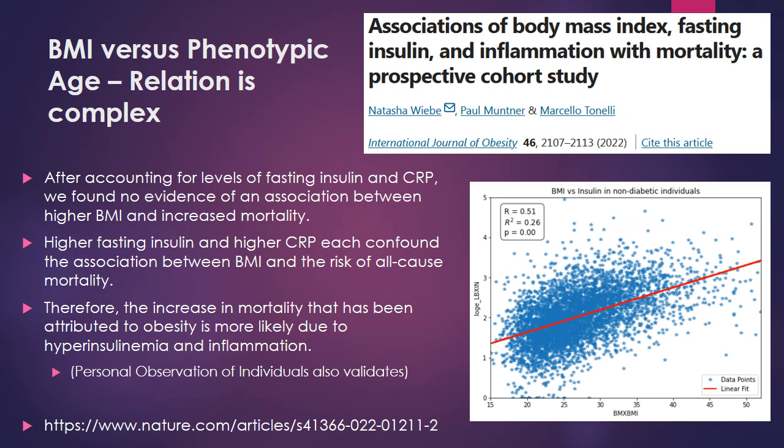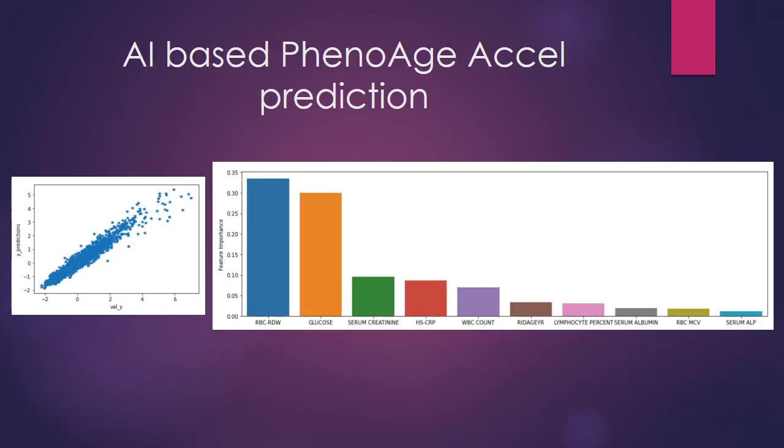The BMI versus phenotypic age relation is complex. Cites research suggesting that once fasting insulin and high-sensitivity C-reactive protein are accounted for, high BMI level alone does not increase mortality, indicating that hyperinsulinemia and inflammation are the true drivers.